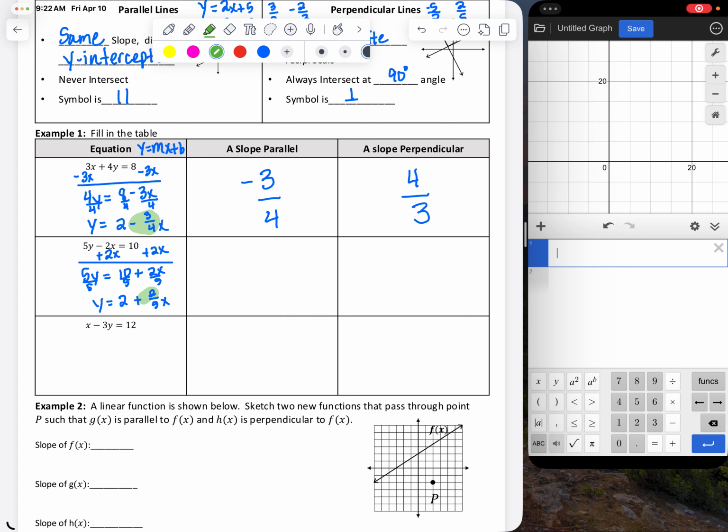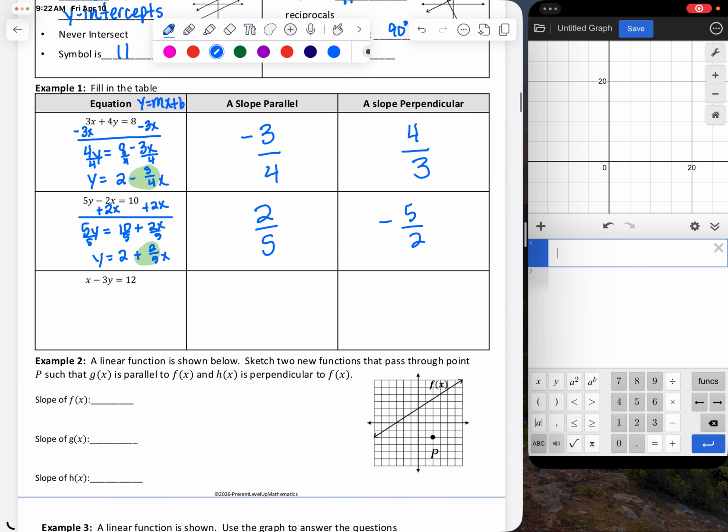So this time our coefficient of x is positive 2 over 5. So our parallel slope must be identical to the original slope. Our perpendicular slope, the opposite of a positive, is a negative, and the reciprocal of 2 over 5 is 5 over 2. All right, next problem. Start by removing the x, so subtract x from both sides.